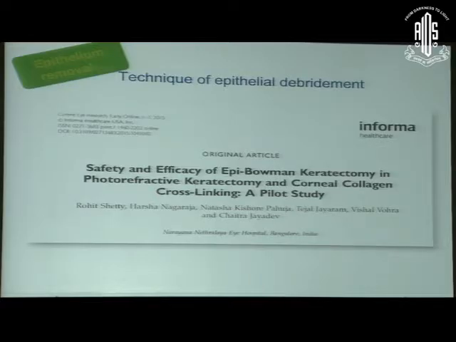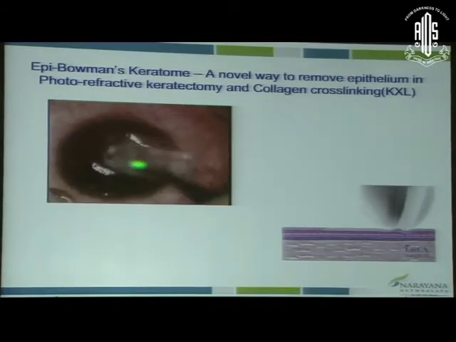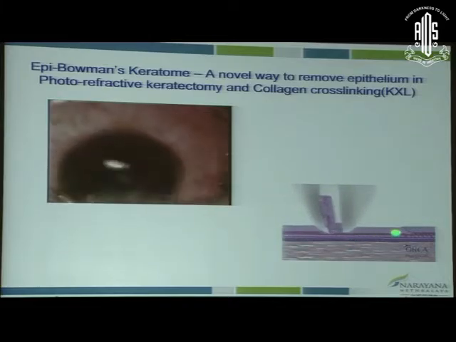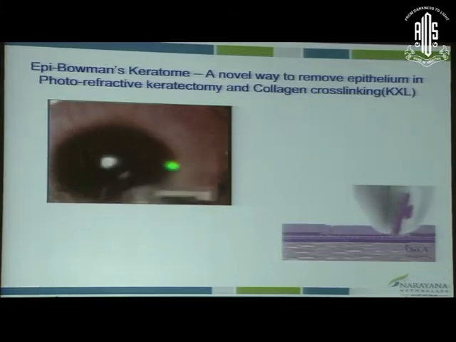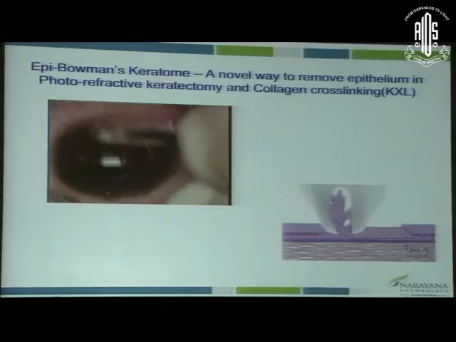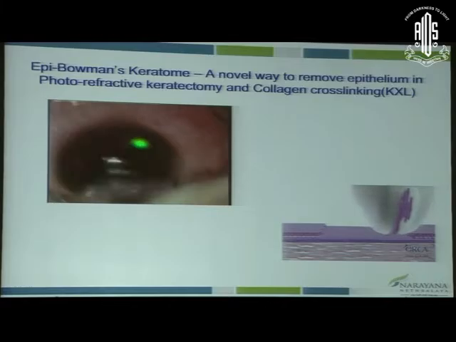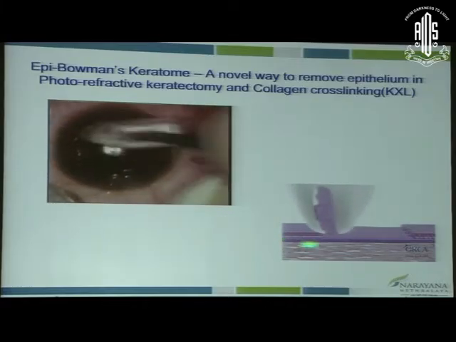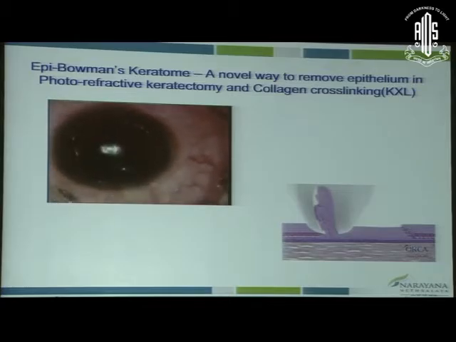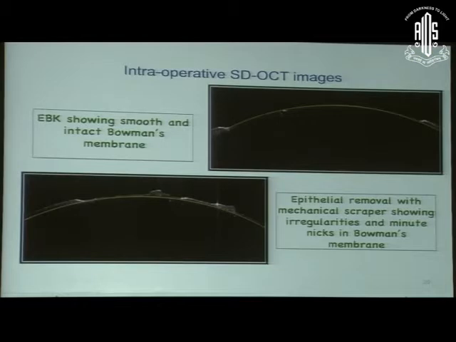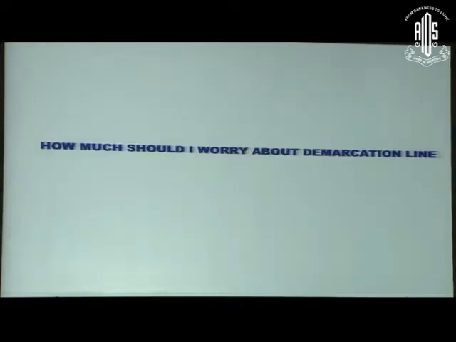And this is what I was mentioning about how you remove an epithelium. For me, the most important thing, more than the machines, is how I remove the epithelium. If you remove the epithelium in an atraumatic way, your healing is also going to be atraumatic. If you are burning the epithelium off, scraping it with a blade, or using different techniques, it actually creates more mess. So we studied this particular system from a company in Israel, called sub-Bowman keratectomy, which is not even a blade, it's just a plastic, patented, angulated kind of blade, which actually removes the epithelium without disturbing Bowman's layer.